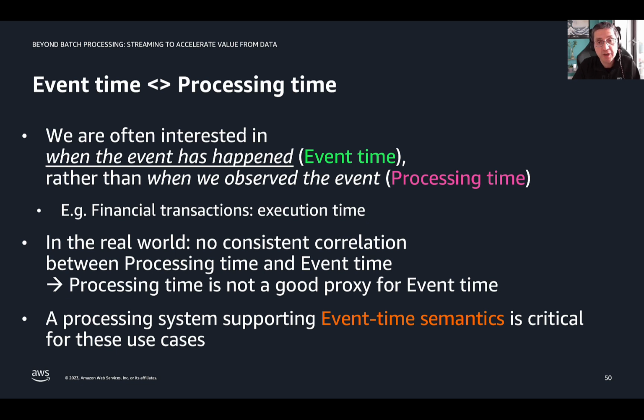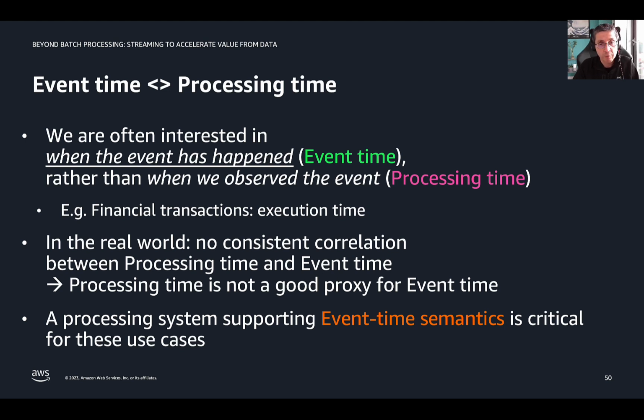There are many use cases where we are actually interested in when the event has happened. So, for example, when we are talking about financial transactions, we're interested when the transaction was executed, rather than when we receive the corresponding data. And this is not just finance. So, for example, if we need to correlate events coming from different devices, especially if the data are delivered over mobile network that can be temporarily disconnected, we probably need to use event time for the correlation.